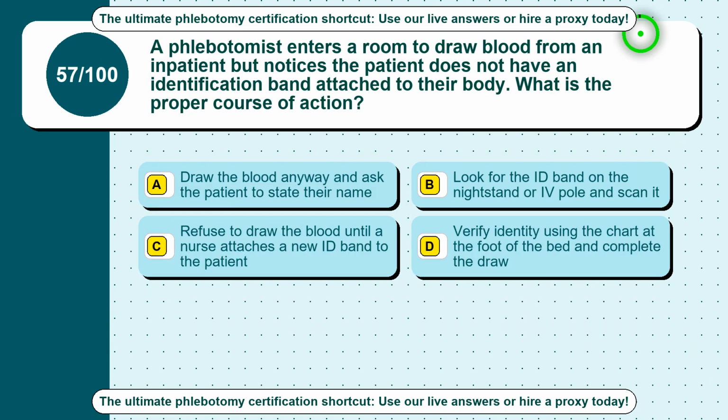Question 57. A phlebotomist enters a room to draw blood from an inpatient but notices the patient does not have an identification band attached to their body. What is the proper course of action?